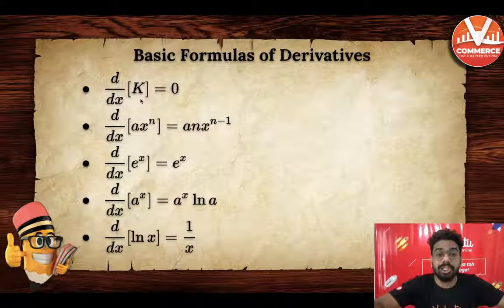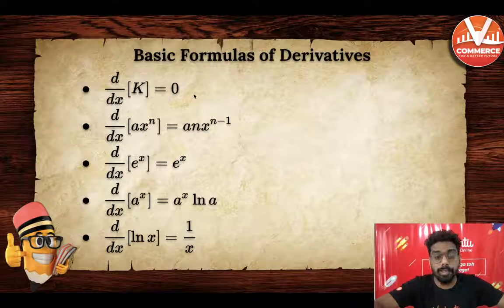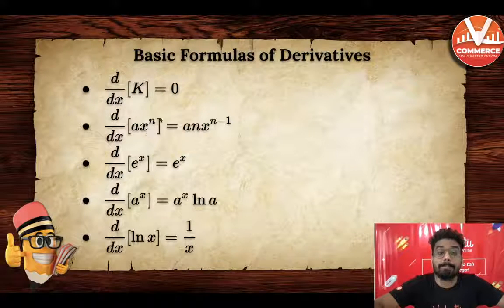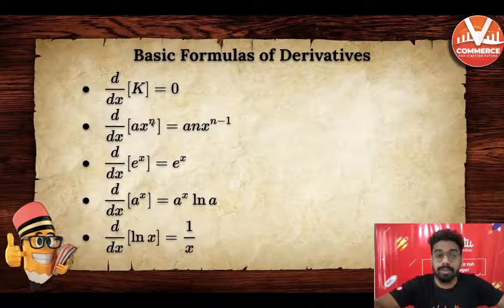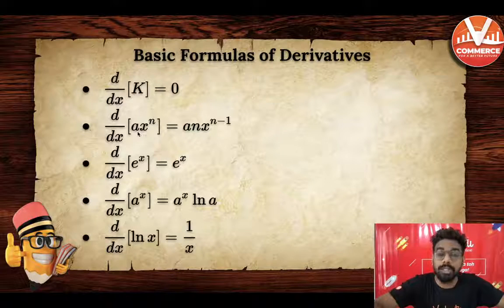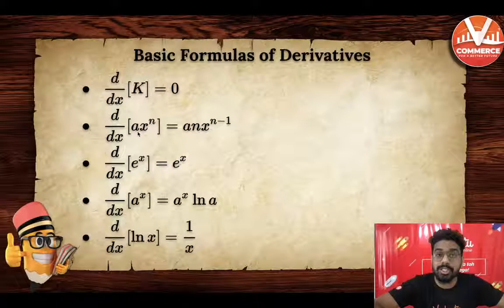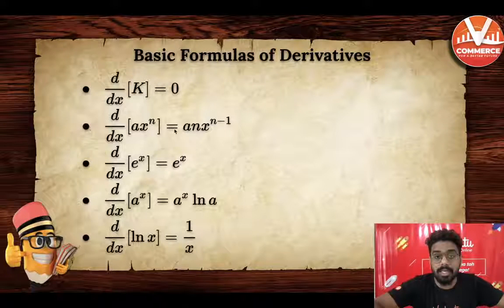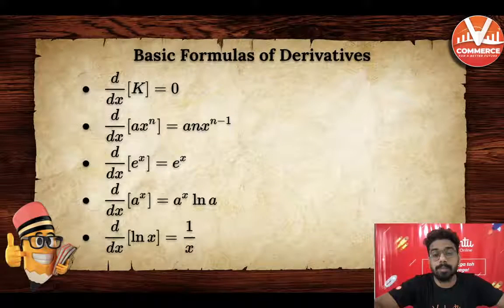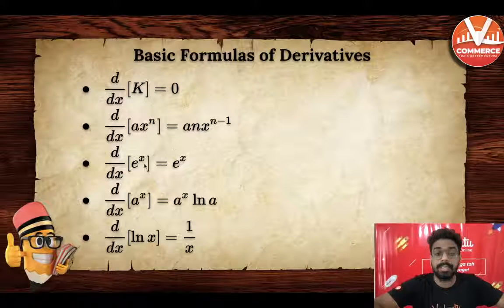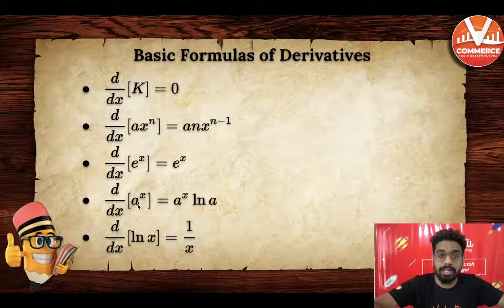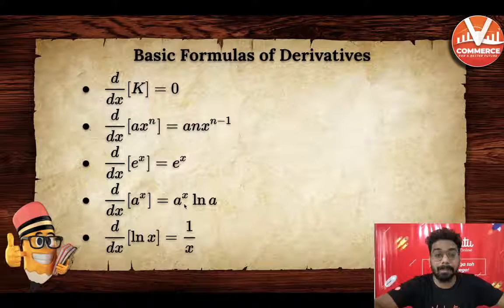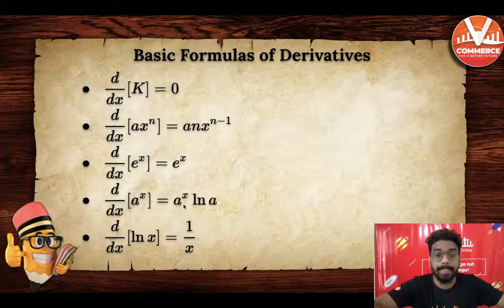You should know the basic formulas over here. The differentiation of a constant number is 0. Differentiation of a power function or algebraic function, if you have a constant in the multiplication, you can take it outside, and the differentiation of an algebraic function is n x to the power n minus 1. Differentiation of the exponential function is exactly the same, e to the power x. Differentiation of a to the power x is a to the power x ln a. Differentiation of ln x is 1 by x.